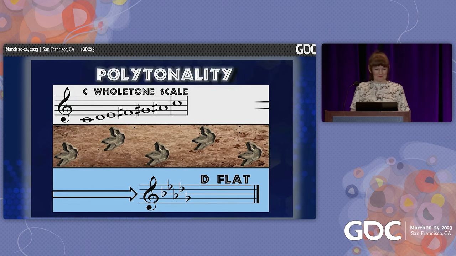Oops. Let me back that up a little bit. I want to make sure that we get this example so that it works out for everybody.